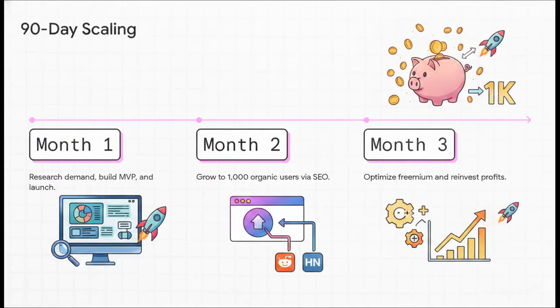So how do we get there? Here is your actionable 90-day scaling roadmap. Month 1 is all about validating demand and launching your minimum viable product. Month 2 is laser-focused on growth, optimizing your Chrome Store SEO, and sharing your tool in niche communities like Reddit or Hacker News to hit that first 1,000 organic users. And month 3 is where you optimize your freemium conversion rate, build in features to keep users coming back, and start reinvesting those profits into your next tool.